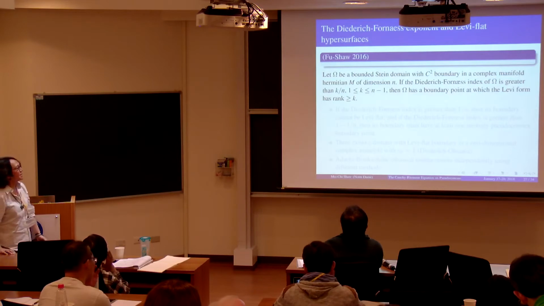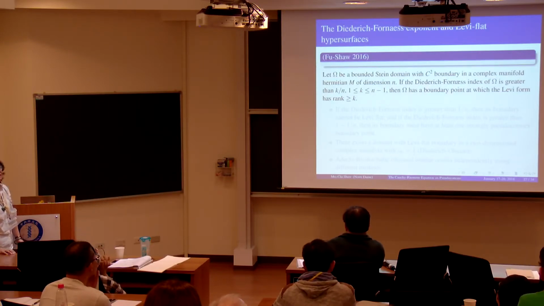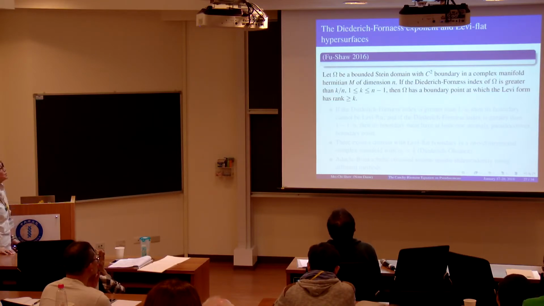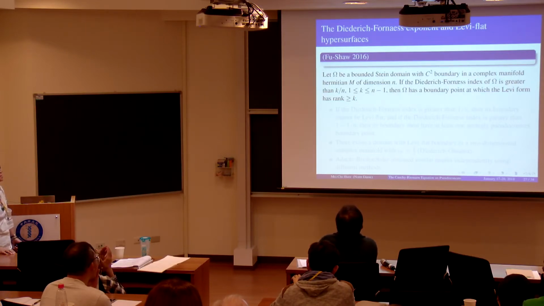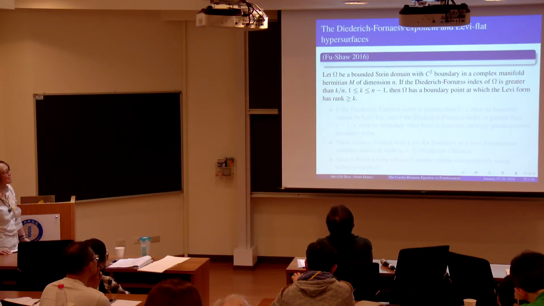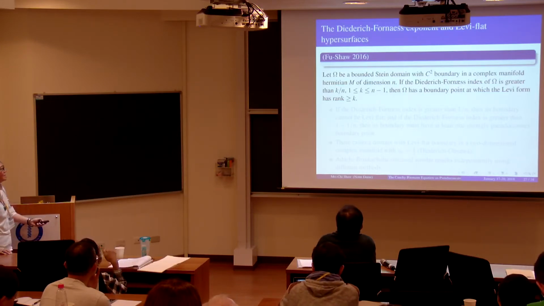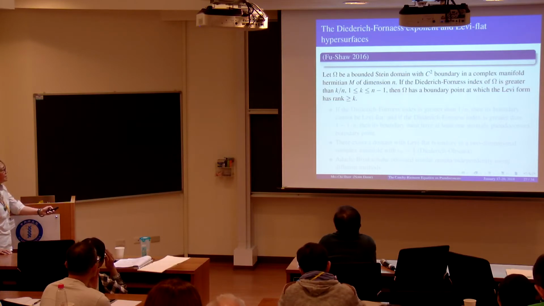And let me further explain the recent result with Siqi Fu on connecting the Levi-flat hypersurfaces with the Diederich-Fornaess exponent. Suppose omega is a bounded Stein domain with C2 boundary in a complex manifold. And suppose its Diederich-Fornaess index is greater or equal to k over n, where k is less or equal to n minus 1 and greater or equal to 1. Then omega has a boundary point at which the Levi form has rank greater or equal to k. So it cannot be Levi flat.